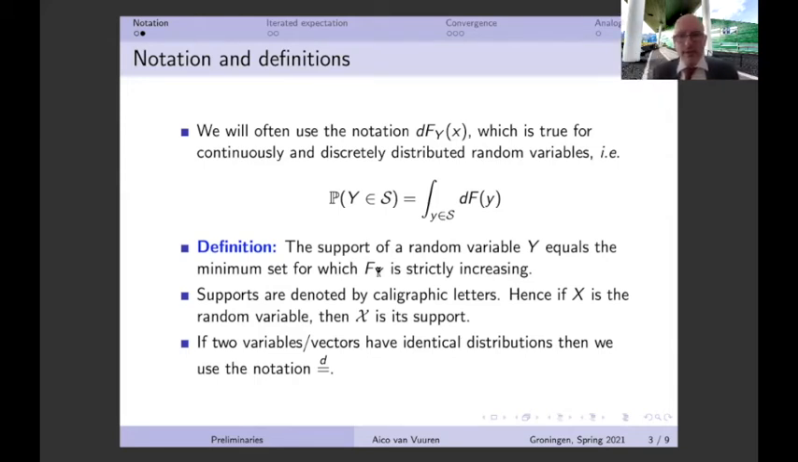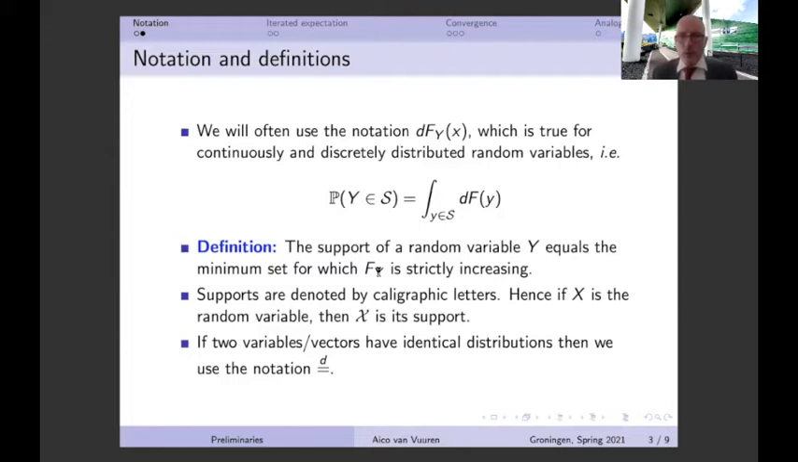And that means, of course, that the moment that F_Y is strictly increasing, that must actually be a mass point with respect to our random variable. So that means nothing else than that the support in the discrete case is a set of mass points that we have with respect to the random variable. So for example, when we throw a dice, the support is nothing else than 1, 2, 3, 4, 5, and 6, because these are the only outcomes that we can actually have with respect to a dice.